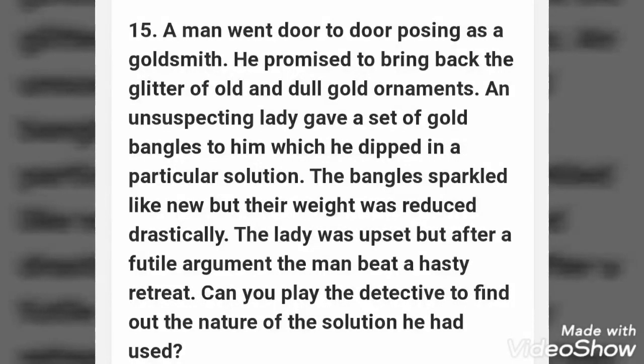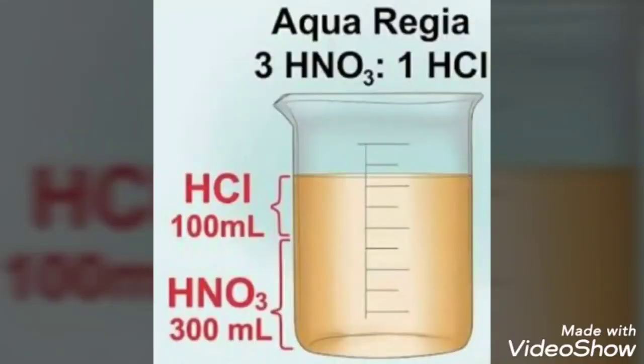The bangles sparkled like new, but their weight was reduced drastically. The lady was upset, but after a futile argument, the man beat a hasty retreat. Can you play the detective to find out the nature of the solution he had used? See, the answer to this is very easy. The goldsmith must have used the solution called aqua regia, which is also known as royal water in Latin.